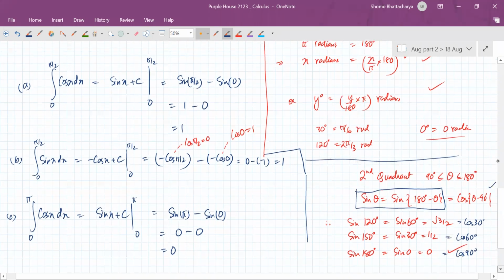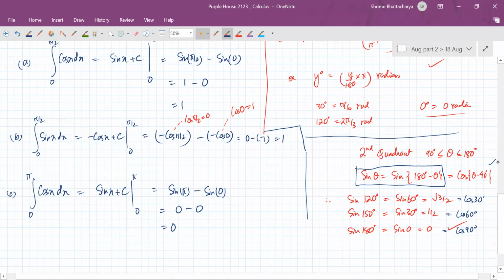Sir, what you have written in the red one? This is the formula for sine in the second quadrant. Remember, I have taught you this when we were discussing differentiation earlier. This is a formula, and these are examples I'm showing you: sine of 120, sine of 150.